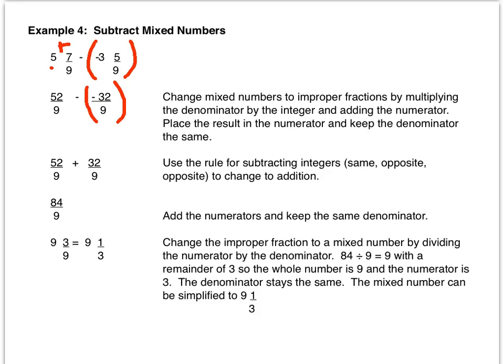52/9 minus negative 32/9. Let's remember our subtracting integers rule, where we change: same, opposite, opposite. So 52/9 plus, we're going to change the minus and negative to a plus. And we have 52/9 plus 32/9. When you add the numerators together, you get 84 over 9. And then we need to go ahead and change this back to a mixed number. So we take 84 divided by 9, which is 9. There are 3 left over, so 9 and 3/9. But 3/9 is not simplified, so we simplify that to 9 and 1/3.